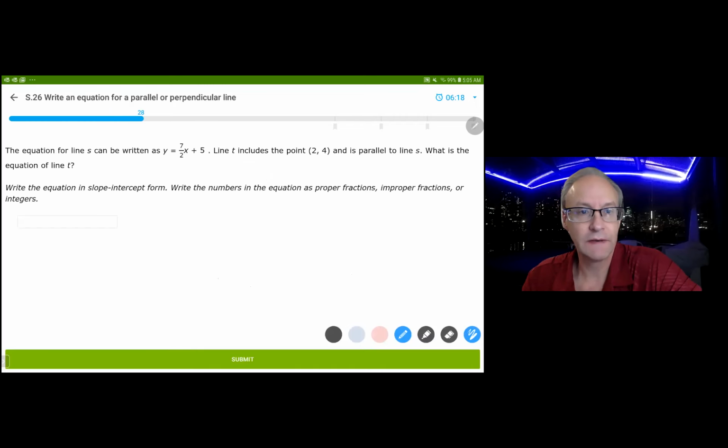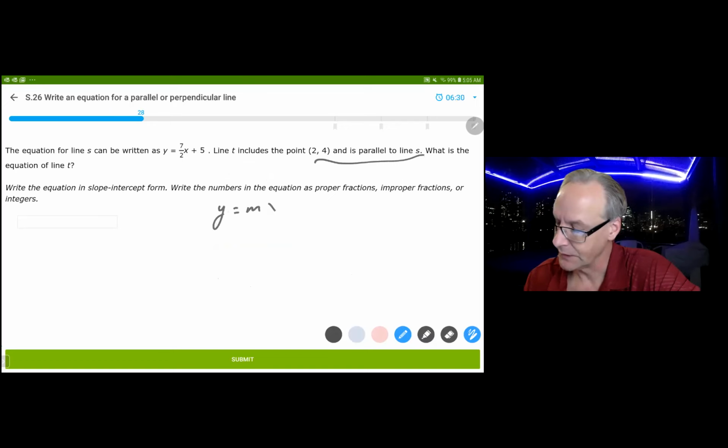Hopefully this one will go fairly quickly because they are kind of hard. We want it to be parallel. So we want the slope to be 7 over 2. So I'm going to write y equals mx plus b. You probably don't need to write this, but it's safer if you do because you're going to be substituting into it, and you don't want to get the y in the wrong place.